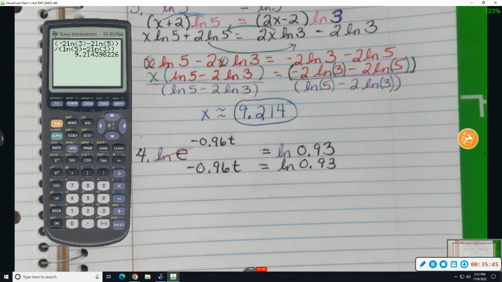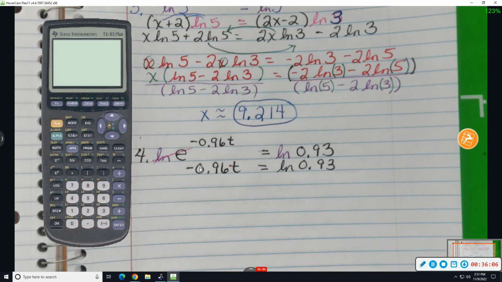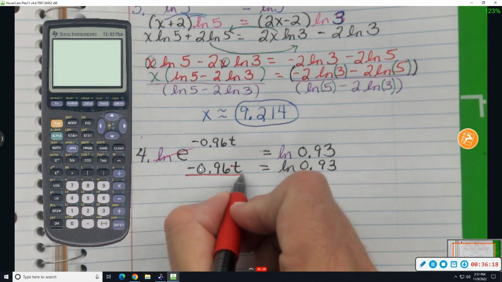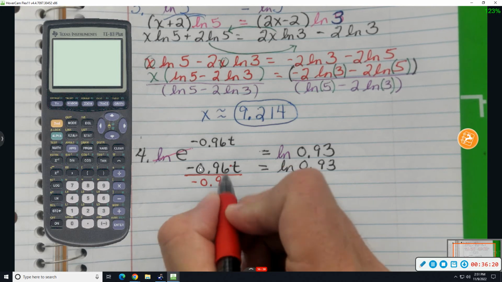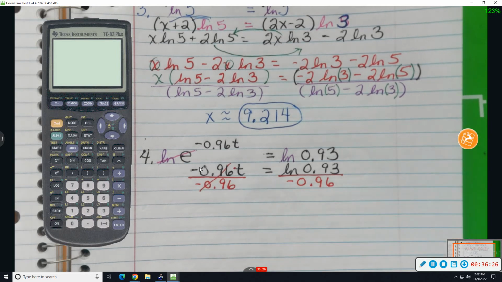It looks a lot like physics calculations and stuff here, and you're going to take physics. Now, all we have to do to get rid of this t is what? This is negative 0.96 times t. So what will cancel all of that out? Am I going to divide both sides by negative 0.96, or am I going to add? Divide, yeah. Divide both sides by negative 0.96.